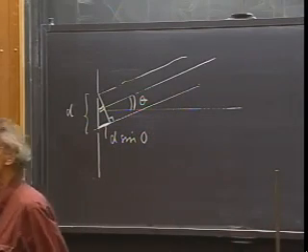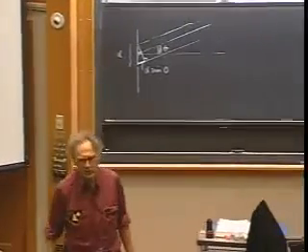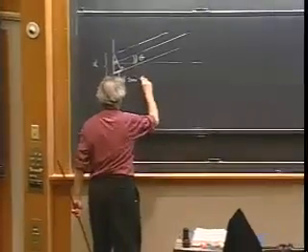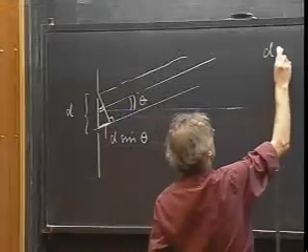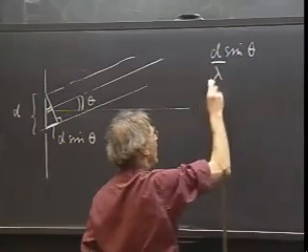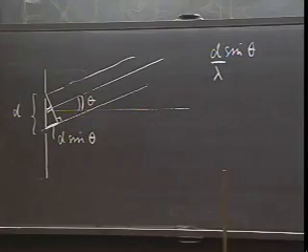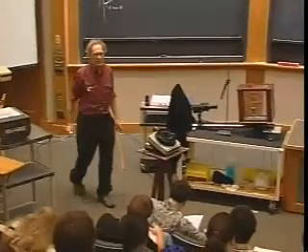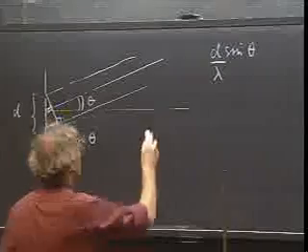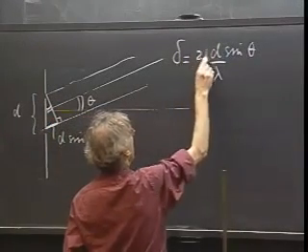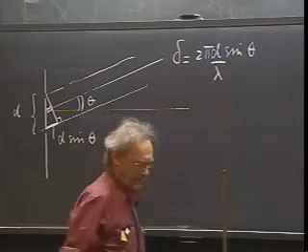And that translates into a phase angle difference between the E vectors. First of all, d sine theta, which is the path difference, this is how many wavelengths you can fit on that path difference. So I divide it by lambda. And for each wavelength that I can fit on there, the phase difference is going to be 2 pi. And so the phase angle, the difference between the wave from here and there, is therefore 2 pi times d divided by lambda times sine theta.